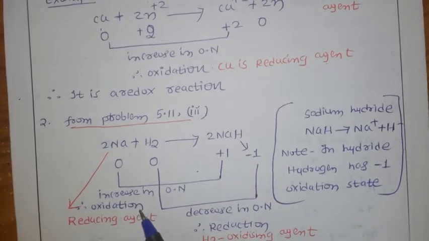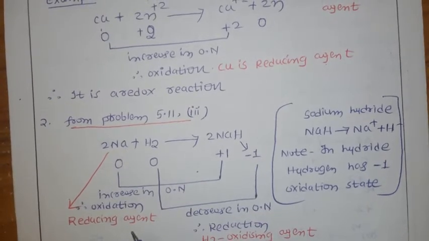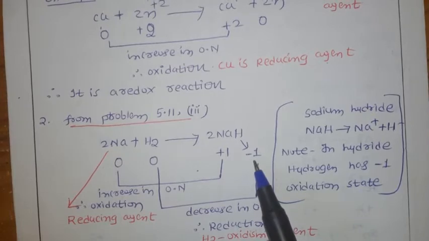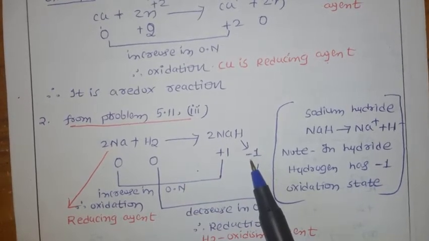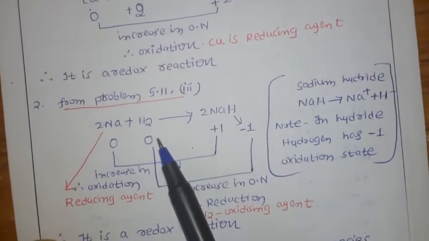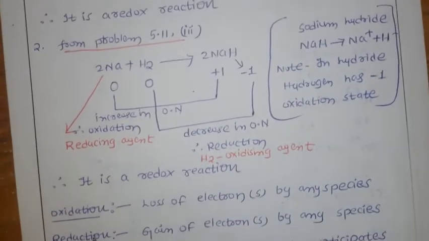So the reaction is what? Oxidation. Now this species is called a what? Reducing agent. Okay, this is the reducing agent. Now hydrogen goes from 0 to -1. So 0 to -1 means what? There is a decrease in oxidation number. Now H2 is acting as a what? Oxidizing agent. Now let us see the definition.